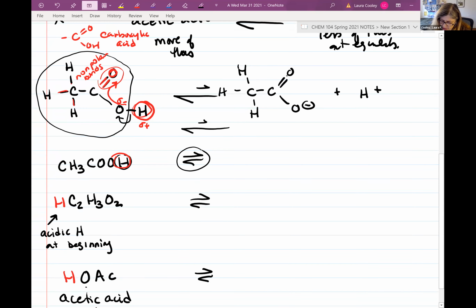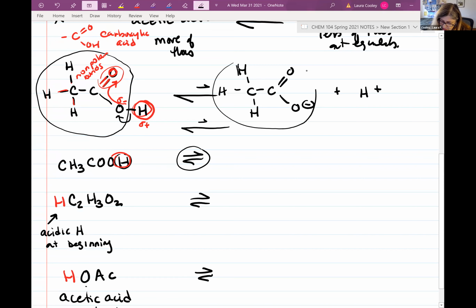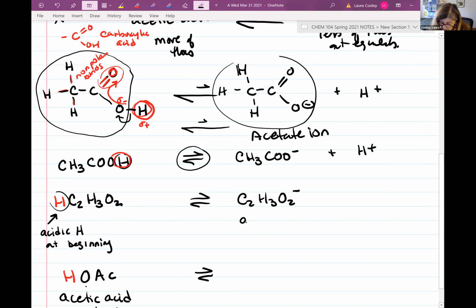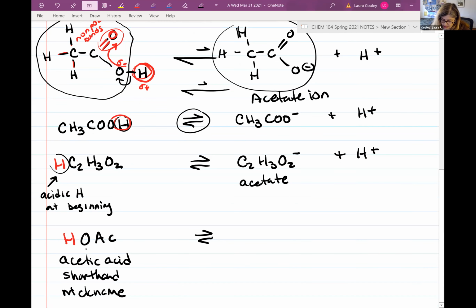And you can see here, this is CH3COO minus. This, by the way, is the acetate ion. Okay, and of course, then we have the H plus. And I would write it here. This H is the one that goes away. That's the acidic hydrogen. And so the rest of it, again, this is acetate ion. And here I would write it as OAc minus plus H plus. Again, this is acetate ion.